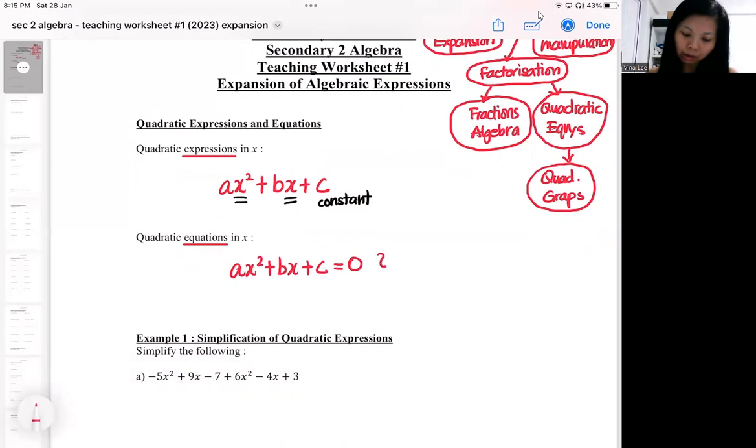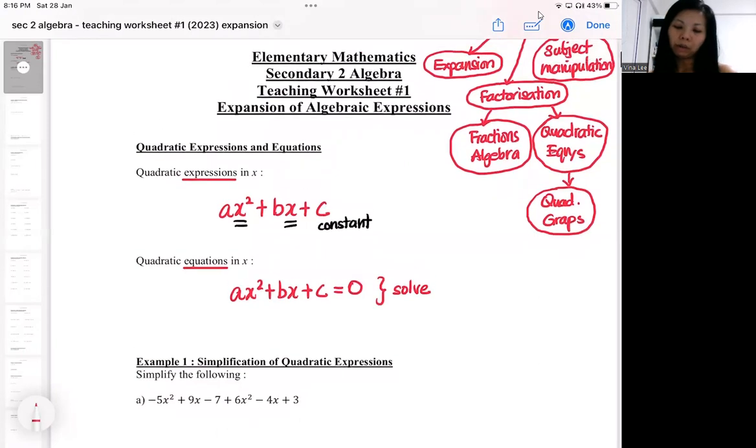This part is the one that you'll be learning how to solve, in teaching worksheet number 4. This one is very important. This part will lead to some 10 marks questions, so we'll explore it subsequently. Before you can explore quadratic equations, you have to be very good in factorization first, and I will be doing factorization after expansion.